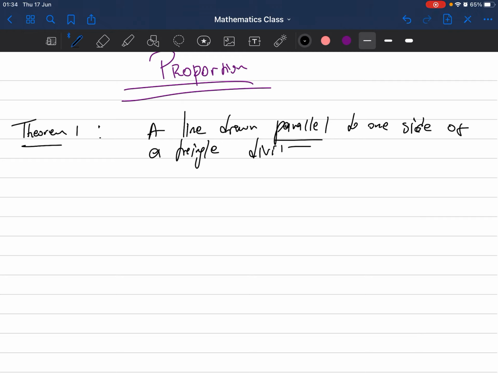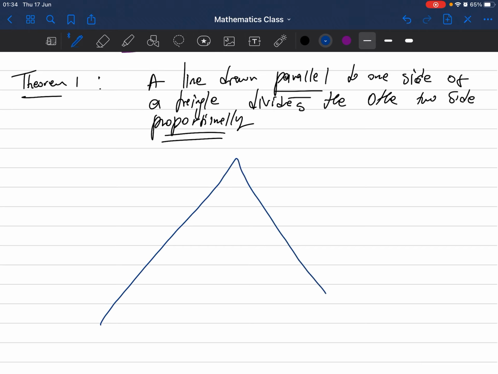So what it does is it's going to divide the other two sides of a triangle proportionally. That's what you want to expand on. Expand on the word proportionally real quick. So let me just quickly have an example.